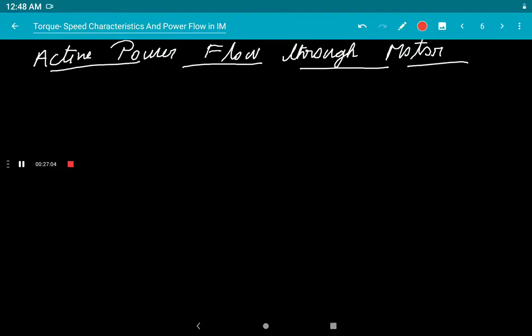And also another thing we are going to study is active power flow through a motor. We will consider active power flow. So I will explain again before that.